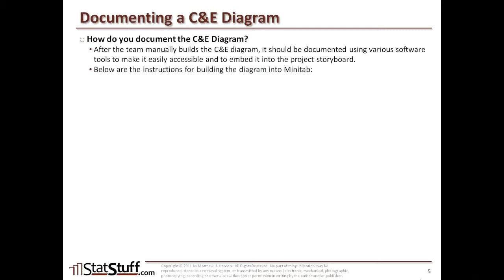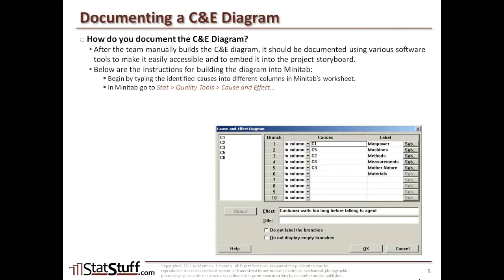So what I want to show is how you can build this type of C&E diagram within Minitab as one of the possible software packages that you can use to build this type of diagram. So you begin by going to the worksheet within Minitab and typing in each column the different causes that were identified within each of the bones of the C&E diagram. And then you go to Stat, Quality Tools, and then Cause and Effect, and it'll open up this dialog box for you to look at here.